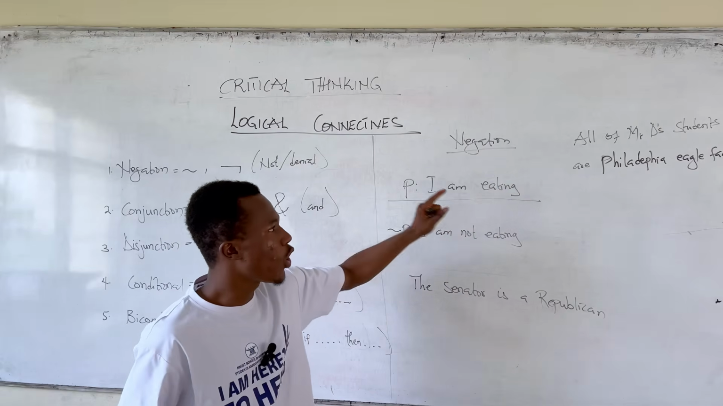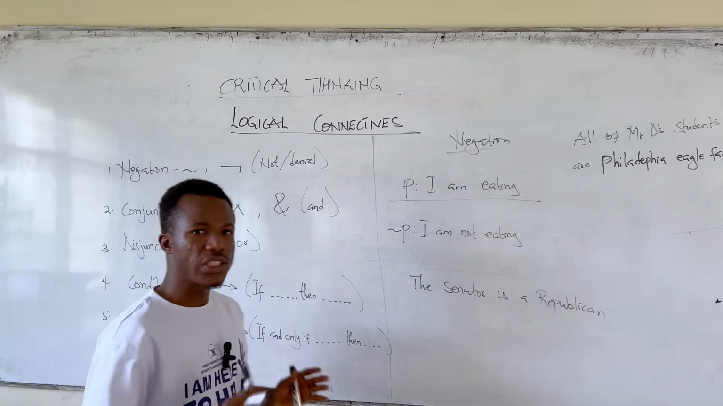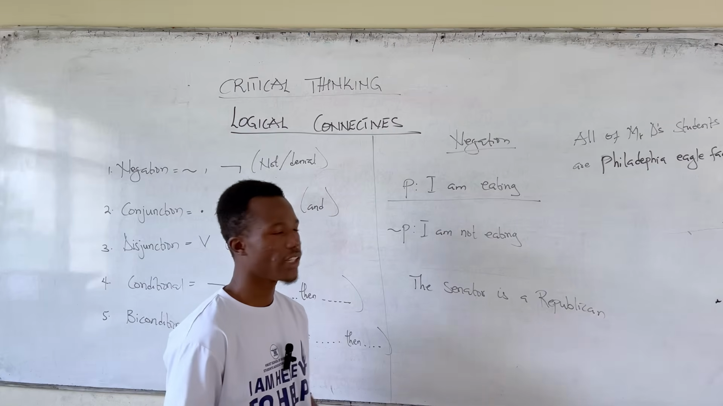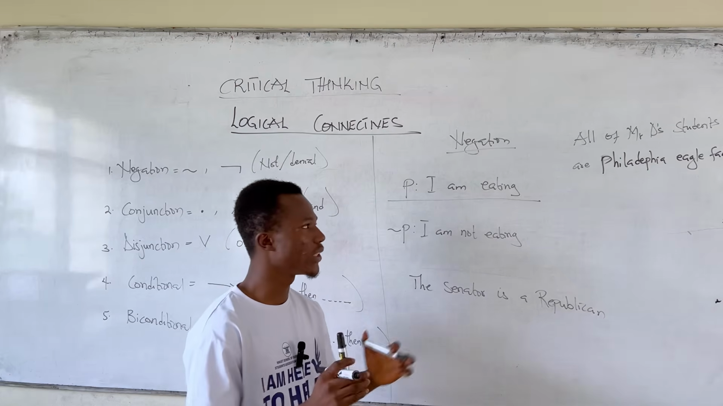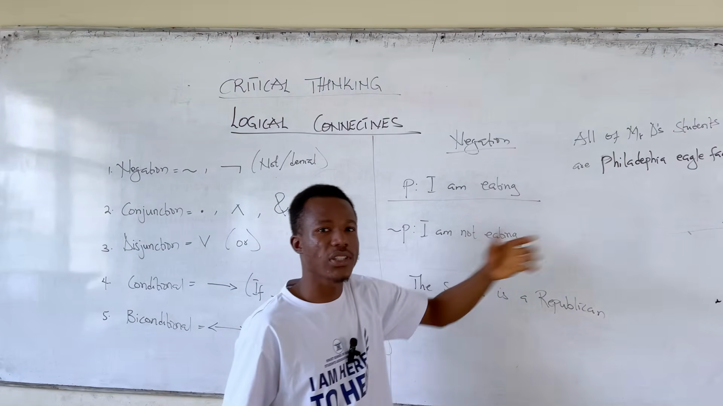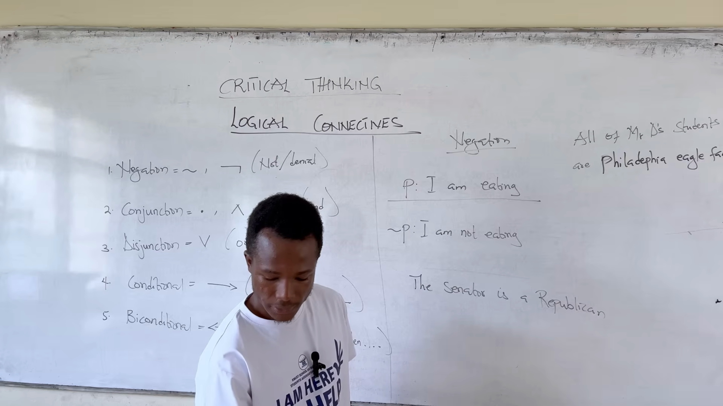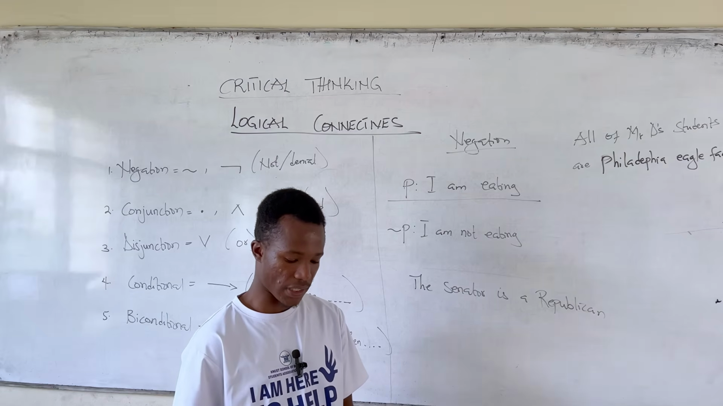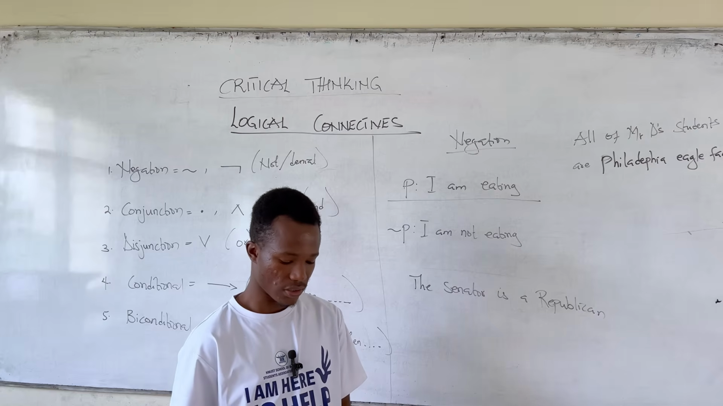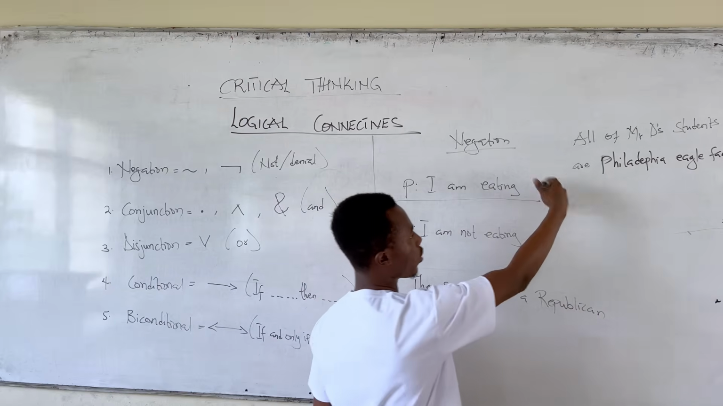This one, you see, all of Mr. D students are Philadelphia Eagle fans. If you want to deny it, you cannot say all of Mr. D students are not Philadelphia Eagle fans. We don't do it that way. Once you see the all here, the denial of the all here is what? Some, right? So instead of saying all of Mr. D students are Philadelphia Eagle fans, you say some of Mr. D students are not Philadelphia Eagle fans. So you are negating the whole statement.